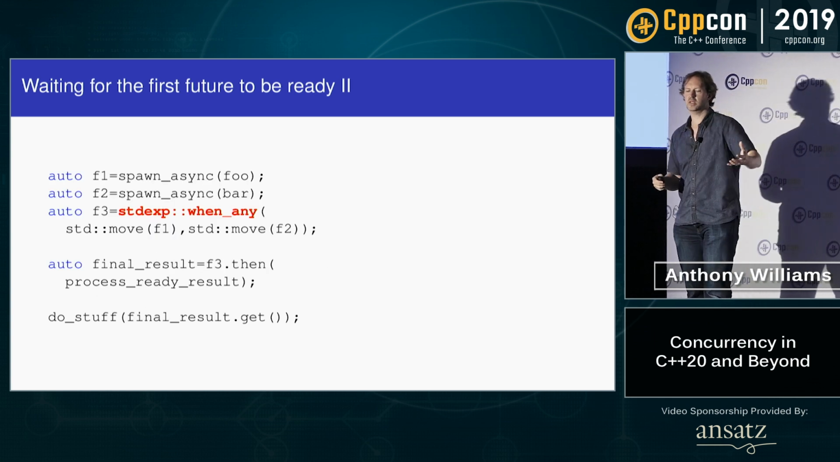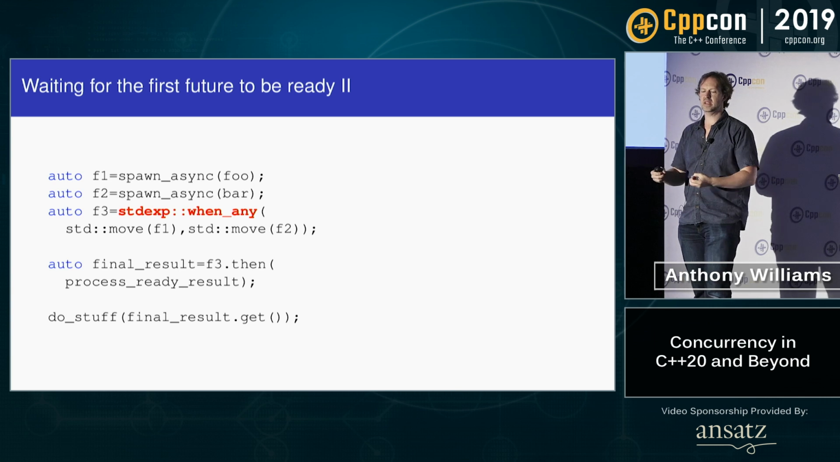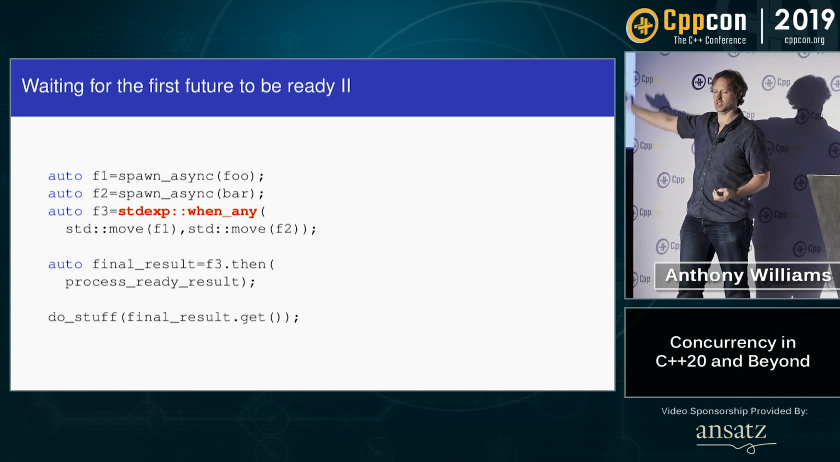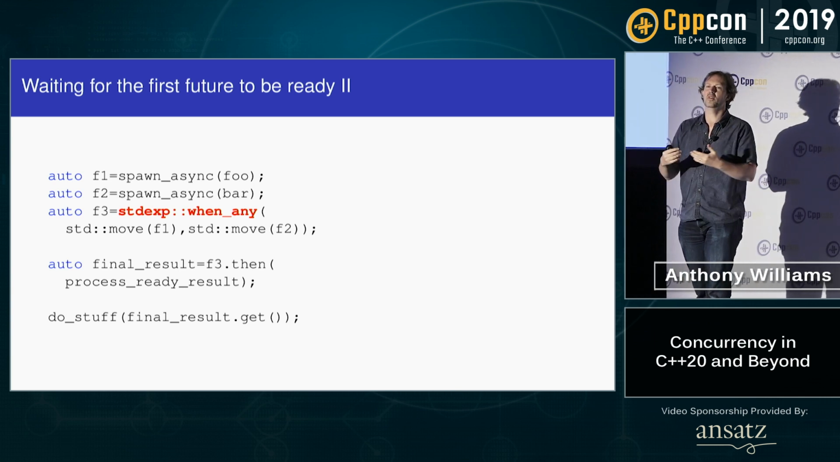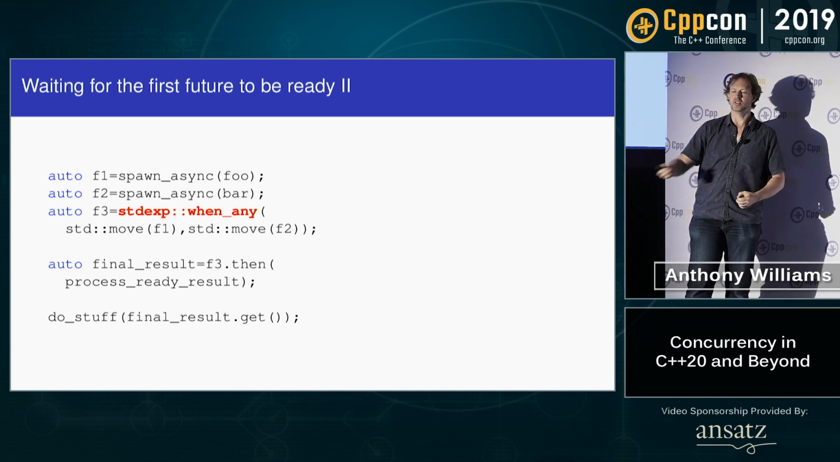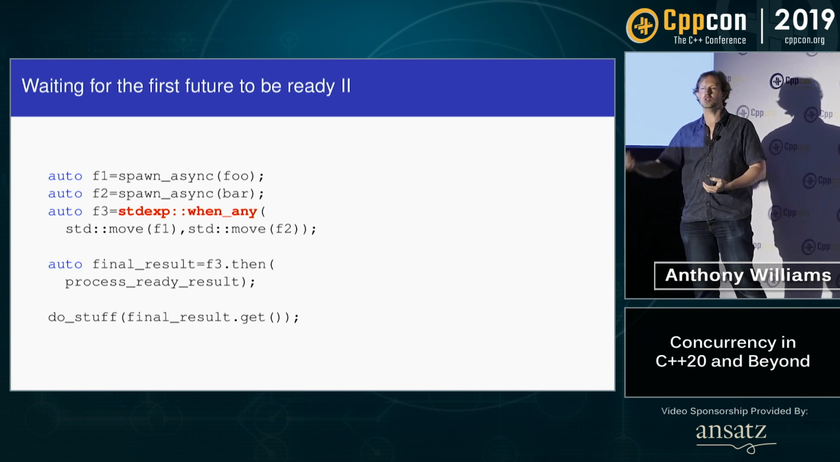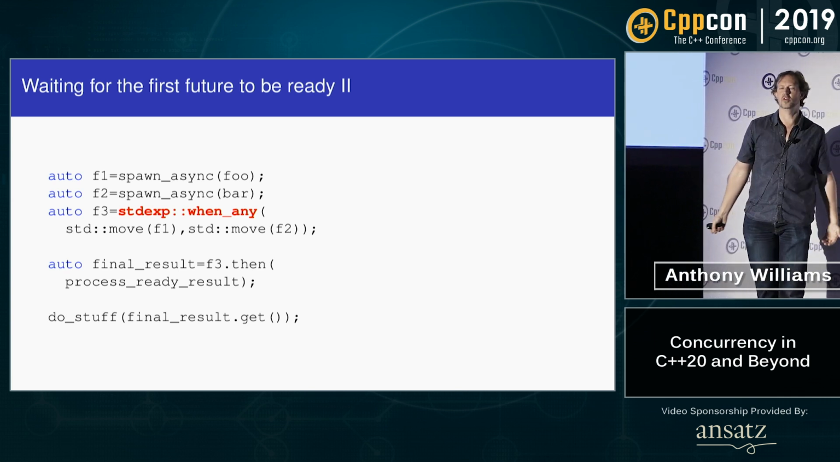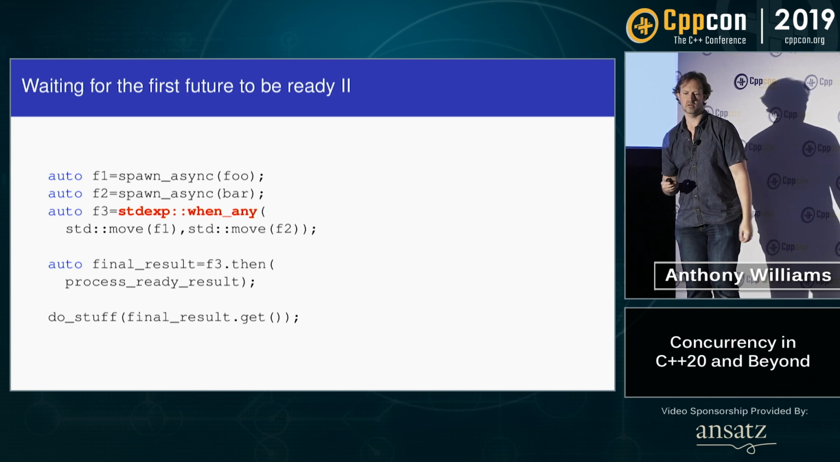So you spawn your async tasks. When any of them are ready, then you can process your result. And then, when you schedule continuations, you get a new future back. So then you can wait for that continuation with a get, and then do your final stuff with the result of that continuation.